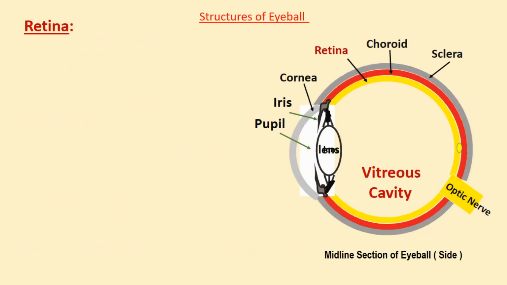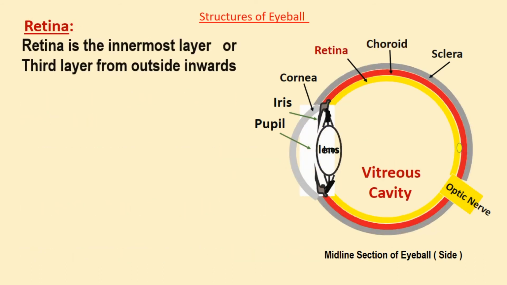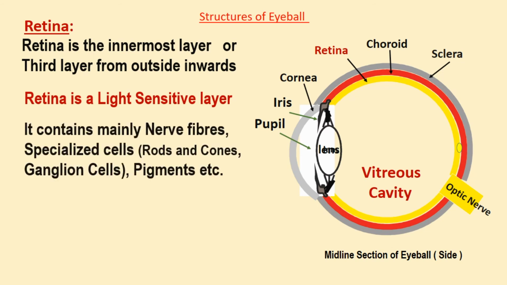Then comes retina. Retina is the innermost layer or third layer from outside inwards. Retina is a light sensitive layer. It contains mainly nerve fibers, specialized cells such as rods and cones and ganglion cells that are essential for the visual process, blood vessels, pigments, etc.